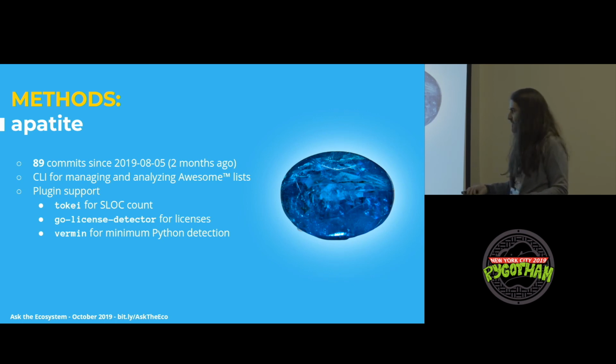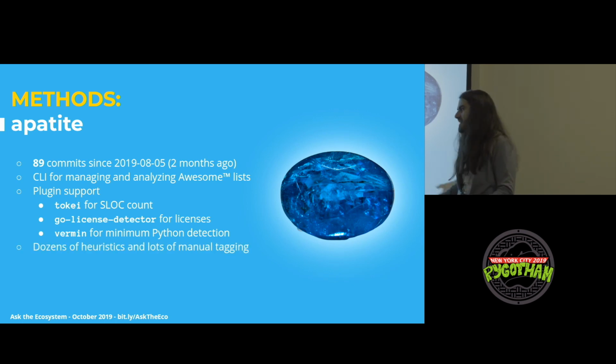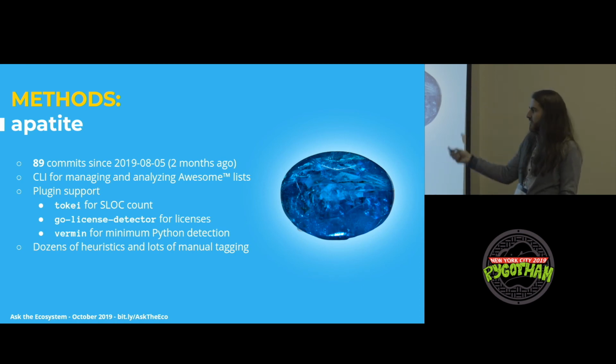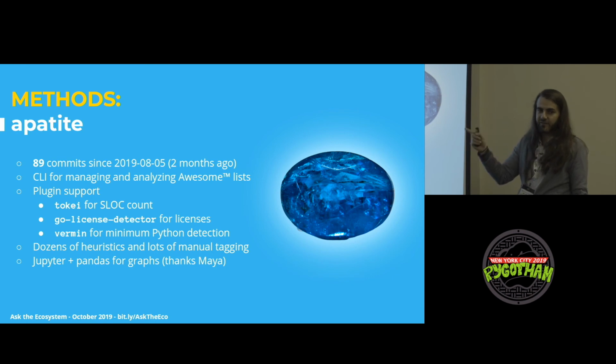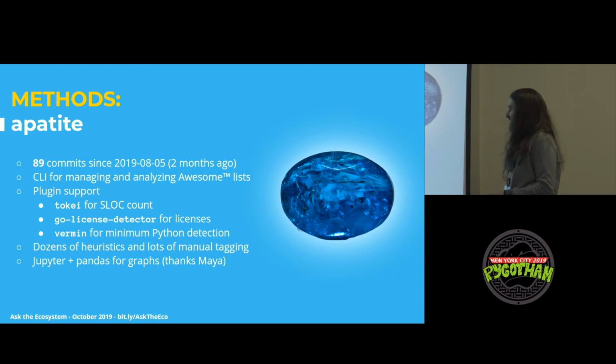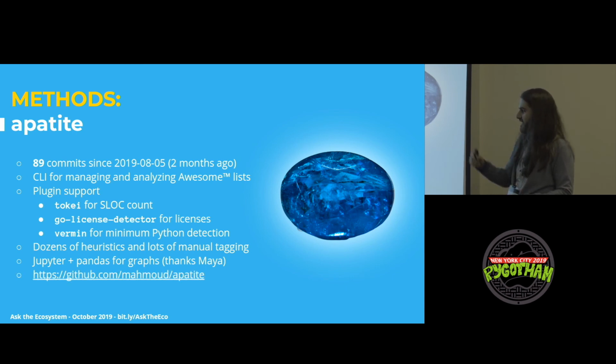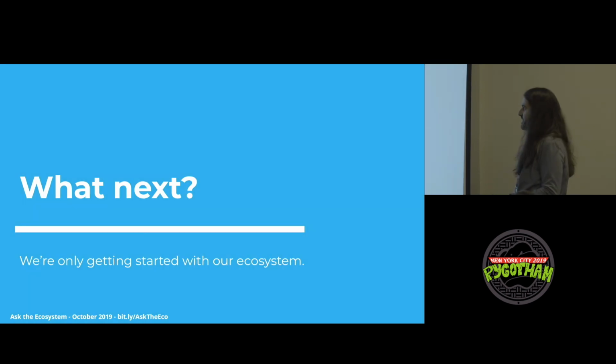It didn't get a lot of press before this talk. And then I had a bunch of heuristics and manual tagging. It's all open source, so you gotta check it out. Also, the graphs were made out of band by my wife, Maya. Shout out, Maya. Thank you very much for making the graphs. Made with Jupyter and Pandas. Jupyter, of course, an awesome Python application on the list. You can check out the code at this site, and the Jupyter notebook is actually in the APA repo.